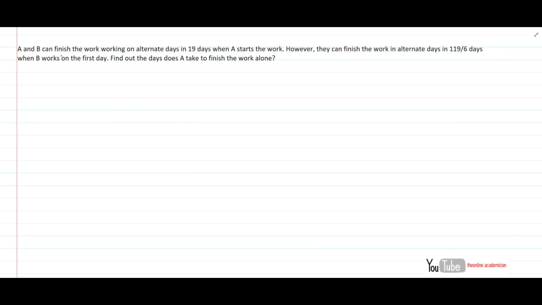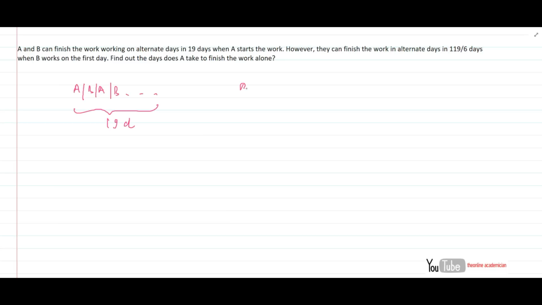A and B can finish the work working on alternate days in 19 days when A starts the work. However, they can finish the work on alternate days in 119 by 6 days when B works on the first day. Find out the days A takes to finish the work alone. It says if A is starting the work, which means A does the work, then B, then A, then B. This way, the work finishes in 19 days.